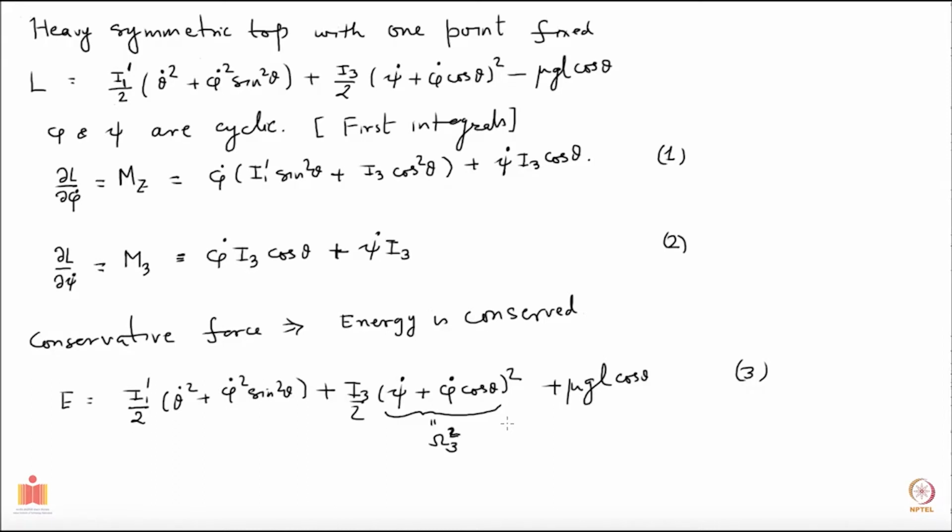So what I can do immediately is look at this equation 1 and 2. They both involve phi dot and psi dot. There is nothing else with the derivative. So I can solve these two, because my mz and m3 are constants, because they are conserved quantities. I can solve these two for phi dot and psi dot, and that will be in terms of theta. So let me write it down.